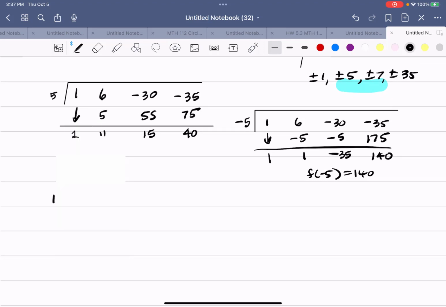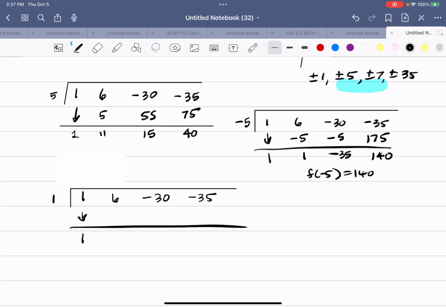I'm going to try 1. I don't know why, but I'm just going to try 1. So 1, 6, negative 30, negative 35. Drop the first 1 down. 1 times 1 is 1. Add, I get 7. 1 times 7 is 7. Add, I get negative 23. 1 times negative 23 is negative 23. Add, I get negative 58. F of 1 is negative 58. It's not a 0.